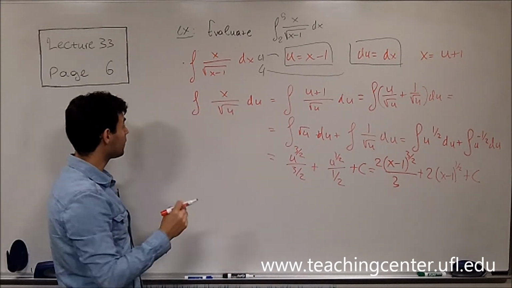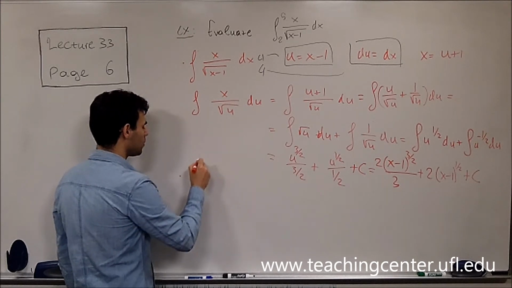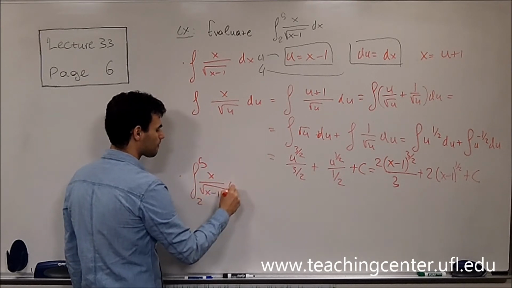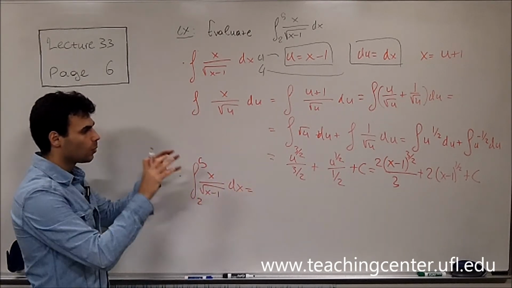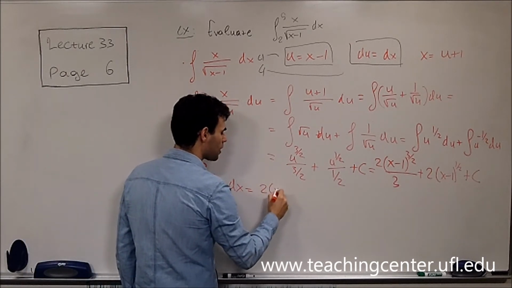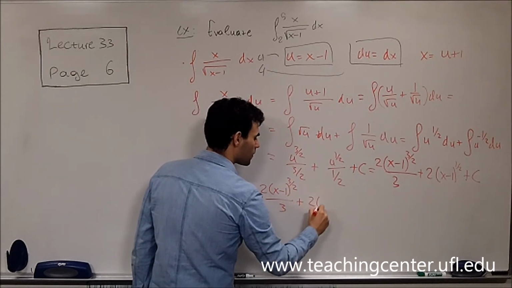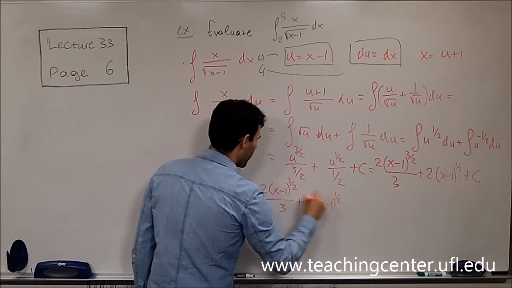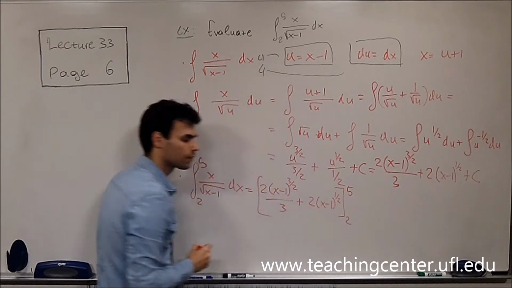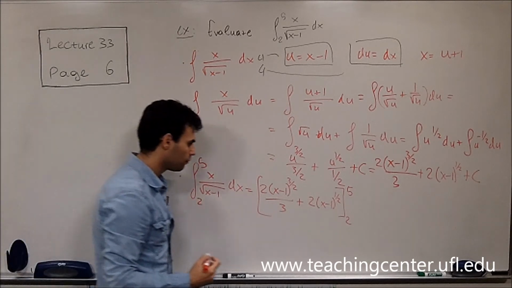Okay, so that's my antiderivative. Now I will remember that it's a definite integral. And I'm going to find it from 2 to 5 of x over square root of x minus 1 dx. And this gives you, well, we'll take the antiderivative with c equals 0. So 2 times x minus 1 to the 3/2 over 3 plus 2 times x minus 1 to the 1/2. And we will evaluate this antiderivative from 2 to 5. Okay, so let's plug in x equals 5 first, and then x equals 2, and subtract the 2.